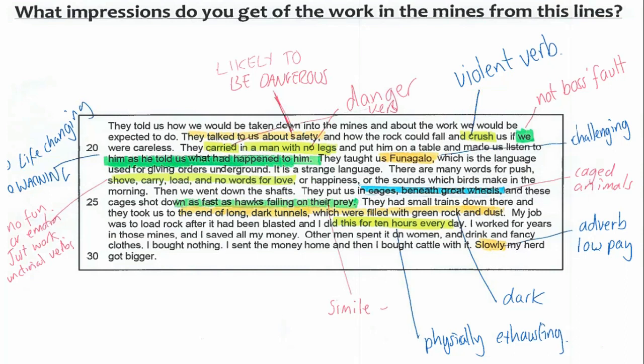And then it says these cages shot down as fast as hawks. So that is a simile. However, I would say it's not particularly a great one that we could talk about in this question. You may disagree. So I probably wouldn't really talk about that simile too much.